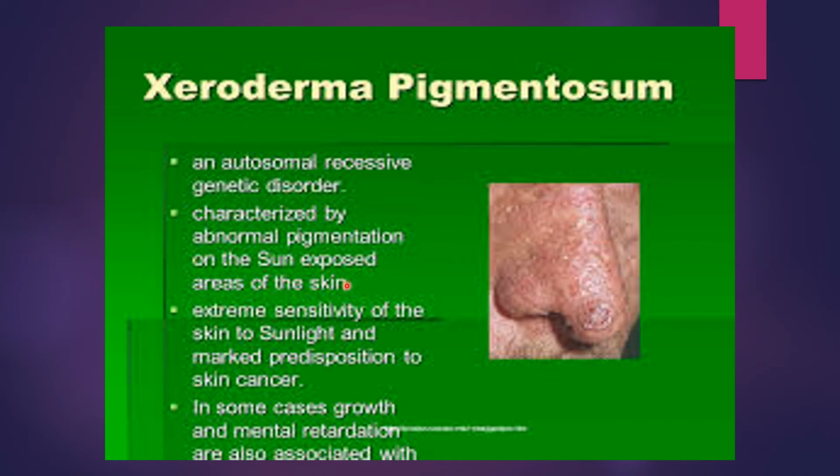on the sun-exposed areas, extreme sensitivity of the skin to sunlight, and marked predisposition to skin cancer. In some cases, growth and mental retardation are also associated with xeroderma. This is also the picture of a xeroderma patient.